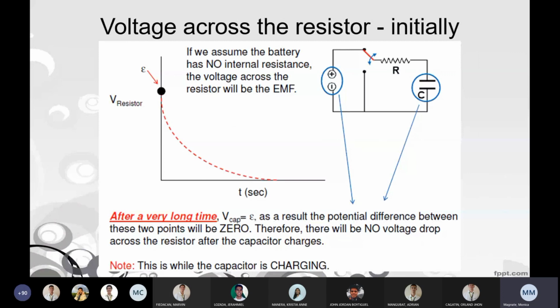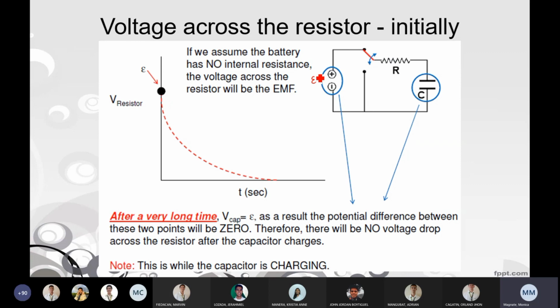Now let us consider the voltage across the resistor initially. So if you have here a circuit and we have here a switch, okay, if we assume the battery has no internal resistance, the voltage across the resistor will be the EMF. So if we have your supply E and the switch is turned on, so yung voltage drop natin kay resistor will be equal to the maximum or equal to our supply E. Okay, so sa graph natin, ito siya kasi yung voltage drop natin equal siya sa EMF.